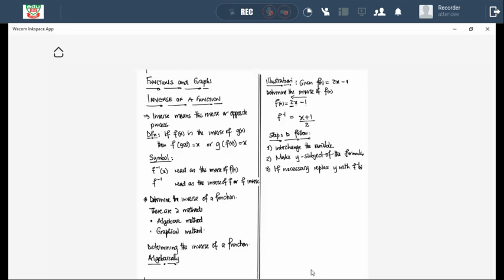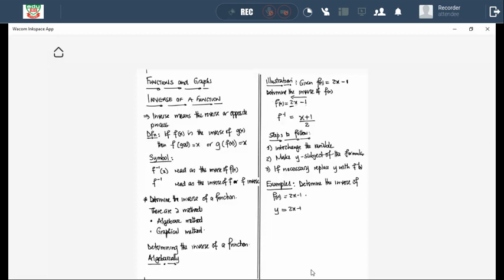Okay, let me try to follow these steps and recalculate the inverse of a function using the illustration that I gave you there. Right, so let's just say example number 1, determine the inverse of f of x equal to 2x minus 1. Determine the inverse of this function. Okay, now how do I get the inverse? I'll say this is y equal to 2x minus 1.